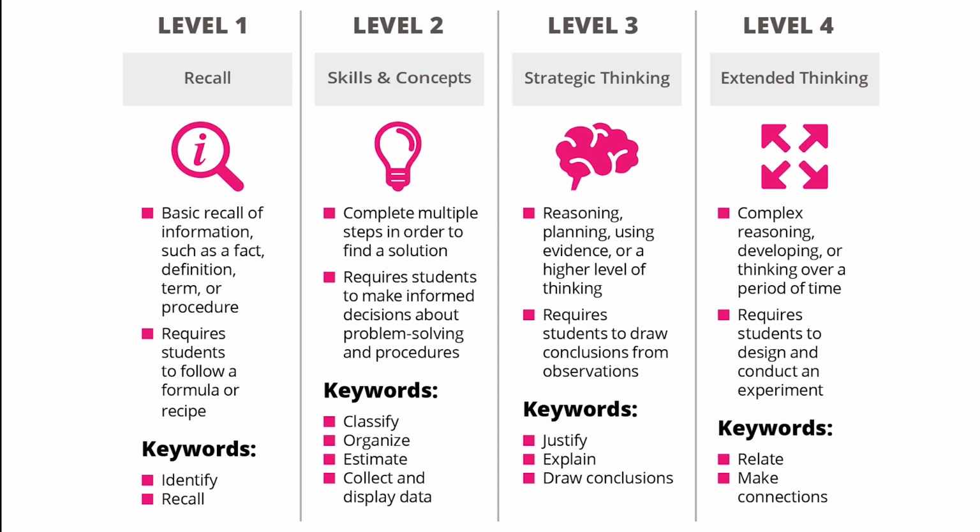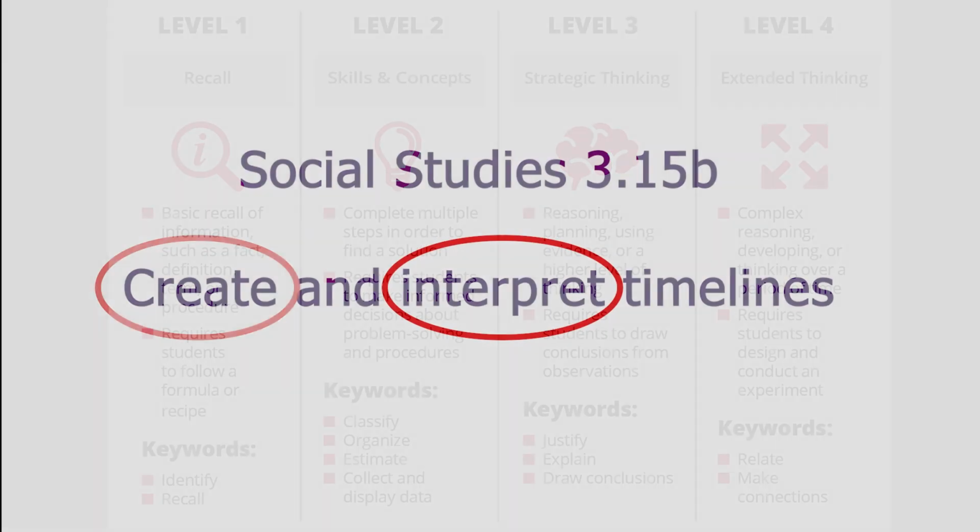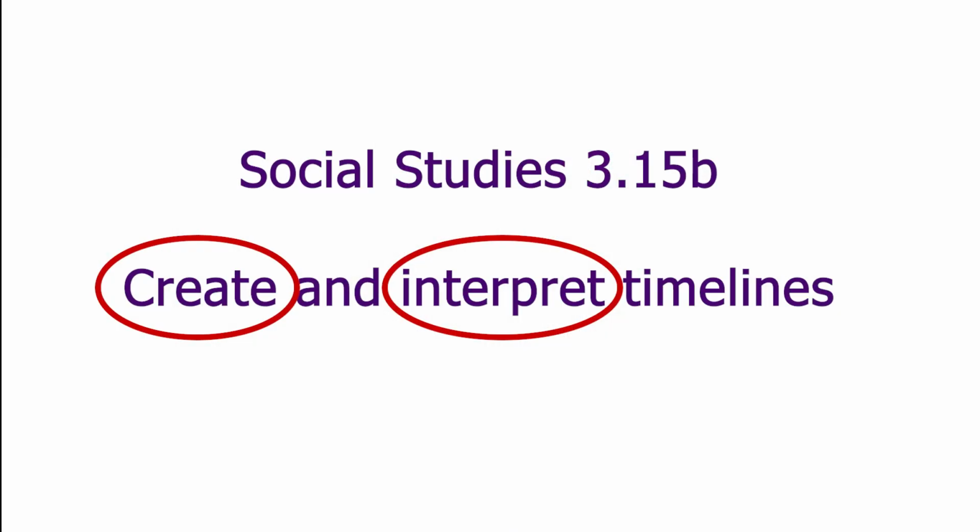By classifying the depth of knowledge of the verbs you've identified in your standard, you can more accurately determine the level of rigor that you need to provide for your students and select the appropriate learning strategies. In the example in the section above, we identified the verbs create and interpret in our standard. Because these verbs would require students to employ strategic thinking, to interpret, and then to extend their thinking by planning and designing a timeline, we know that we must reach the rigor of level 3 and 4 depth of knowledge.